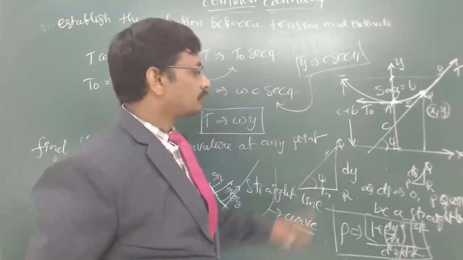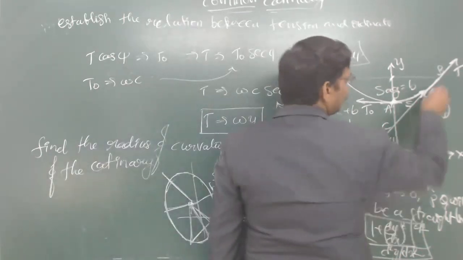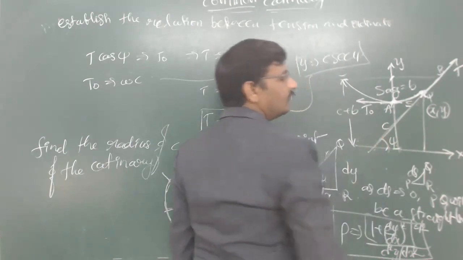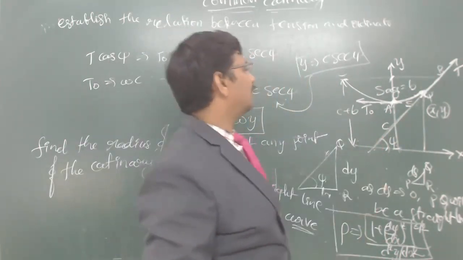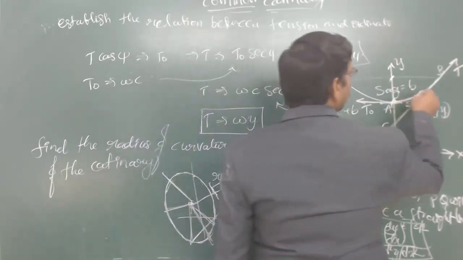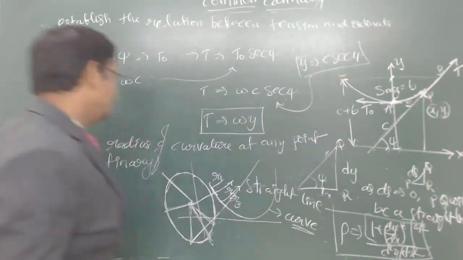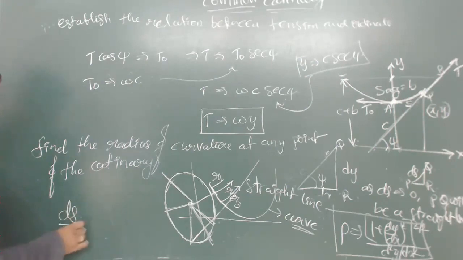Now, if this psi value is the angle the curve makes at any instant when you draw the tangent, and the curve length from this particular location is s, then ds by d psi is also called the radius of curvature, which will give the same value.